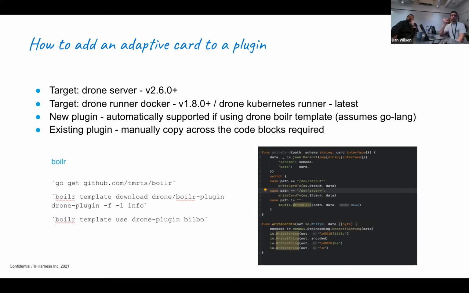So there's 2 ways of bringing this into plugins that you create. Say you're generating a new plugin, you can use Boilerplate. That assumes that you're planning to use Golang. You don't have to. You can use any language to create a plugin within Drone. Or with the existing plugins, say it's one that we've created, you decide that you want to extend it to create an adaptive card. Down below is a screenshot of how we generate a plugin template using Boilerplate, and on the right hand side is a snippet of adding it to an existing plugin.